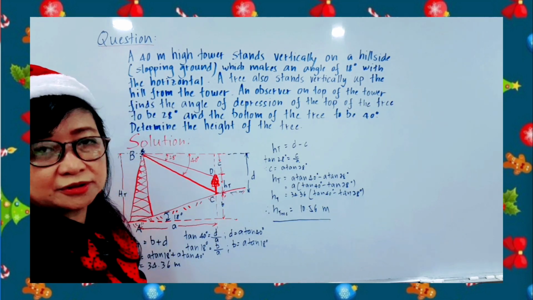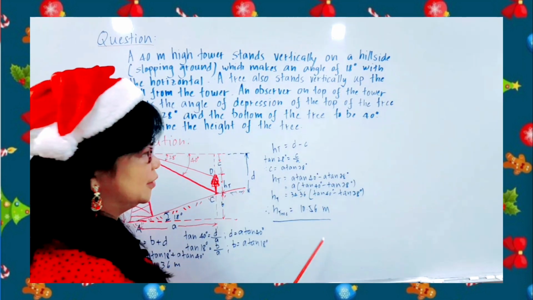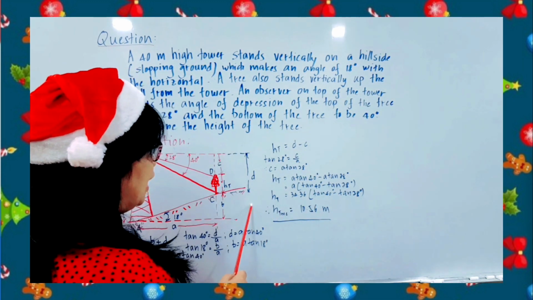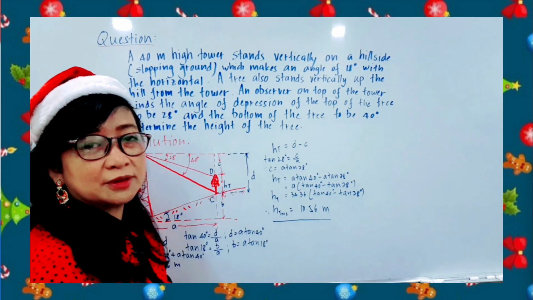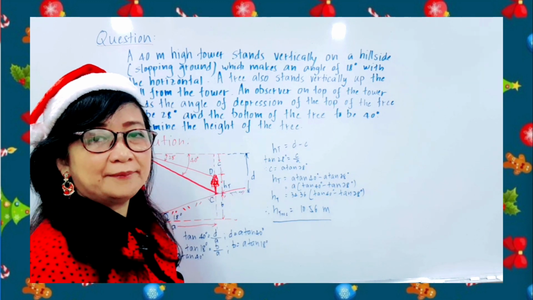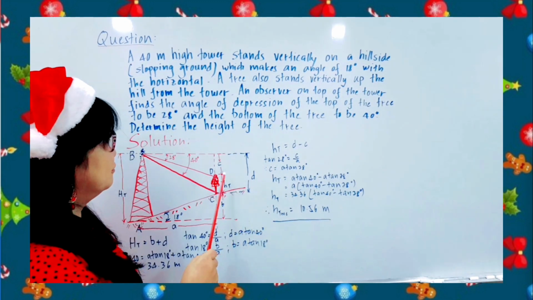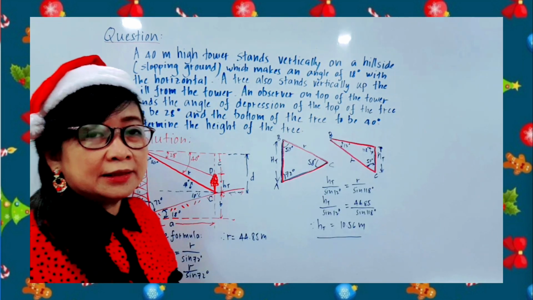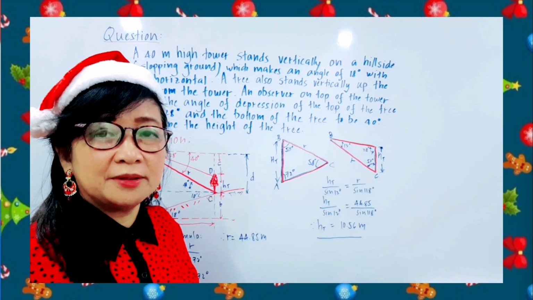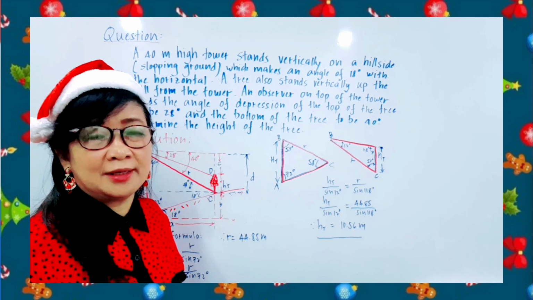Of course, you have to use your scientific calculator to solve all this one. Height of the tree, therefore, is equal to 10.56 meter. This is the first way to solve this problem. Another way of solving this problem is by using the law of sine formula.